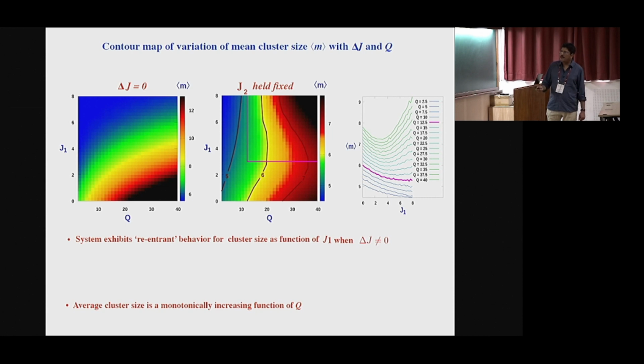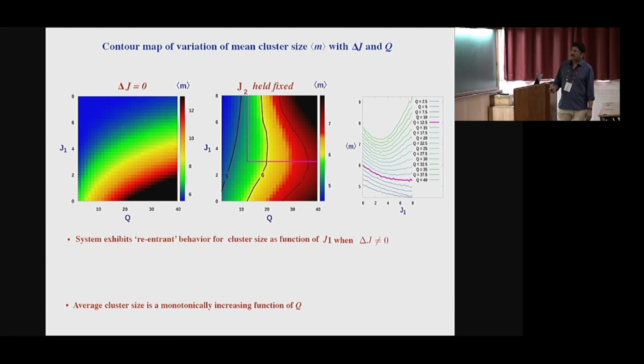However, if it's above a certain threshold value of Q, you have this kind of reentrant behavior. So if I go along the J1 axis, what you notice is that initially the cluster size decreases. However, at some point the cluster size actually starts increasing. Here I have plotted the average cluster size as a function of J1, and you notice this reentrant behavior, which arises out of the asymmetric nature of the CIL interaction.